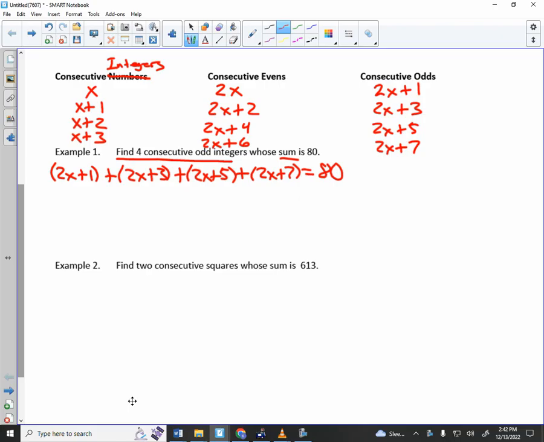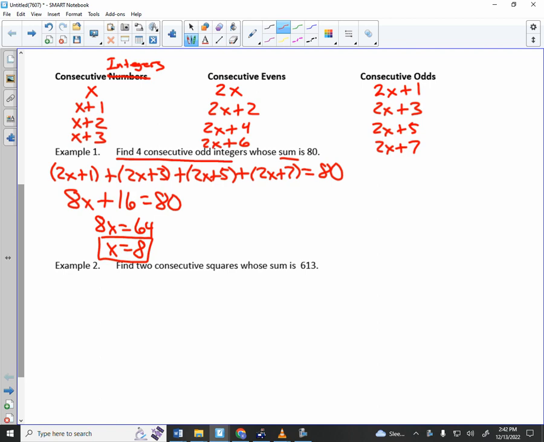All right, so let us combine like terms. How many x's do we have? 4. Very good. 8x plus 16 is equal to 80. The actual algebra is very simple. We just subtract the 16. 8x is equal to 64. So x is 8, and that's my answer, right?